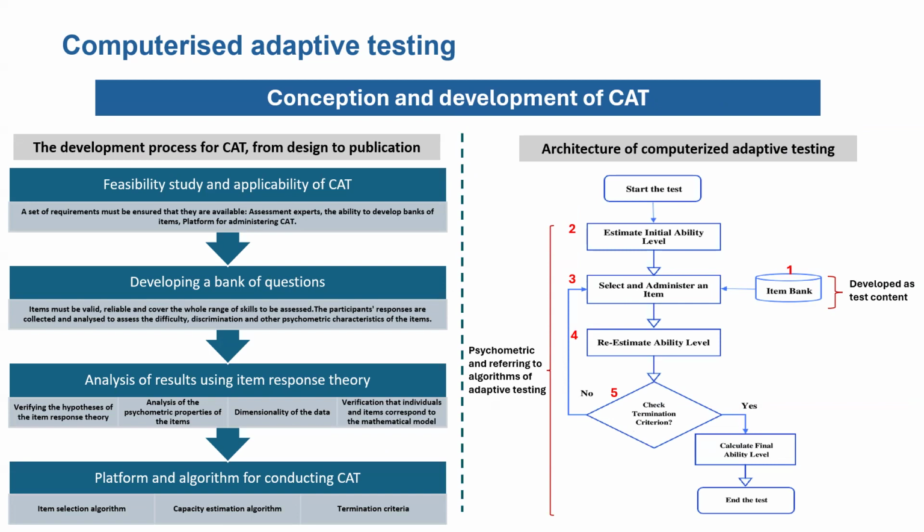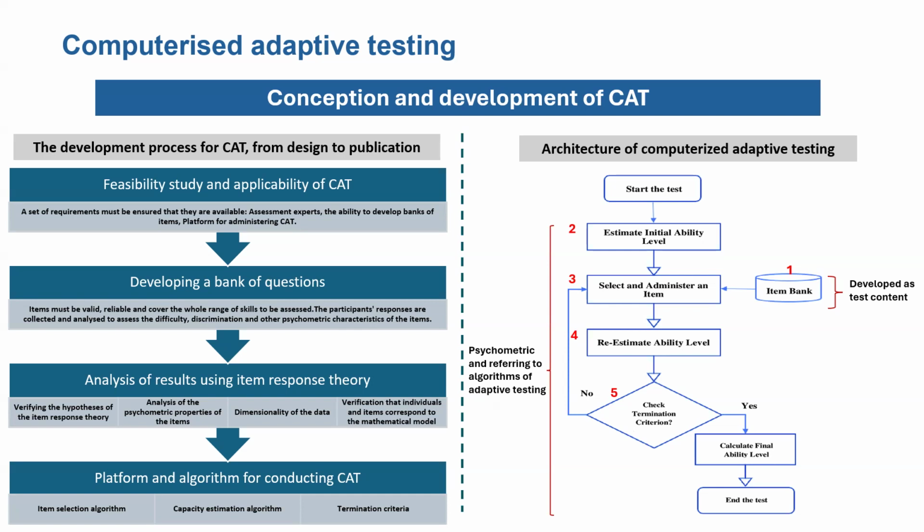skills to be assessed. The third step is analysis of results using item response theory, verifying hypotheses, analyzing psychometric properties of items, and assessing the suitability of data. The fourth and last step is platform and algorithm implementation: utilizing main algorithms such as item selection, ability estimation, and termination criteria in the CAT platform to conduct adaptive testing effectively.